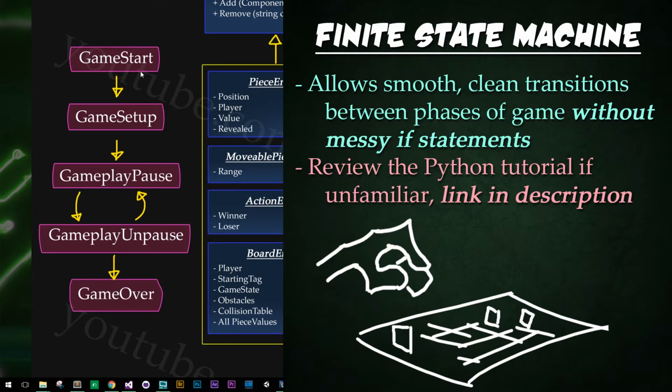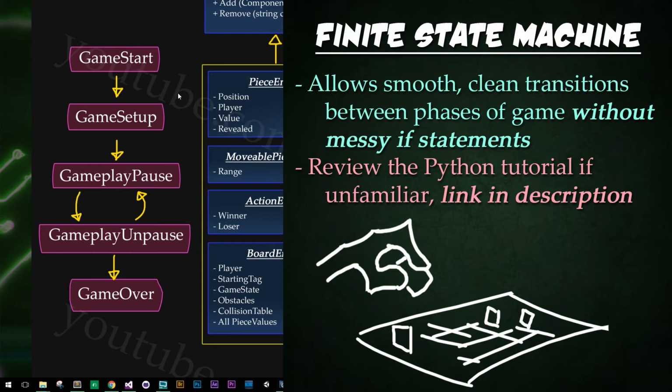The first part I want to focus on is right here, and this is the game phases. When I implemented this, it was actually just a finite state machine, which I've taught you guys with the Python tutorial. And here we just have our game start, and that transitions to the game setup phase where people place their pieces, and then it transitions to the game pause state. And then it alternates back and forth with the game pause and game unpause until a win condition has been reached and the game is over. That's pretty much all there is to it. So we just have a finite state machine for each of these phases.